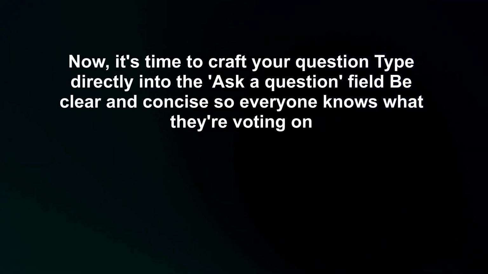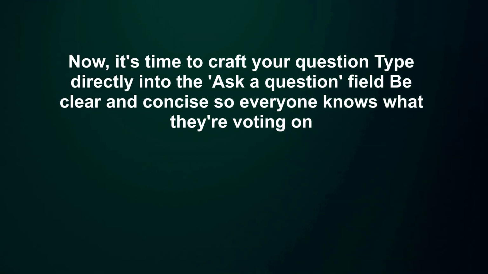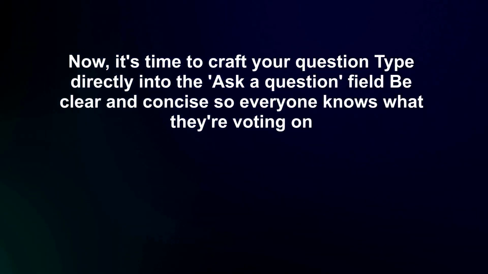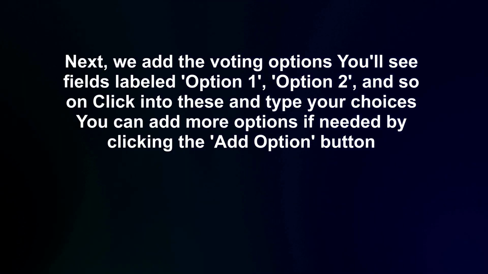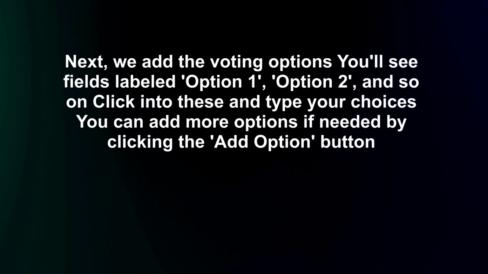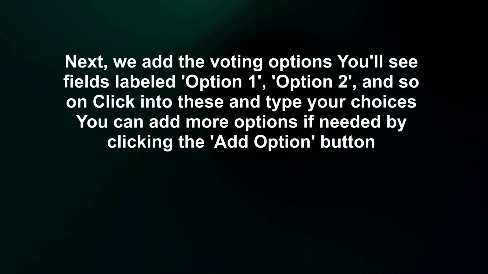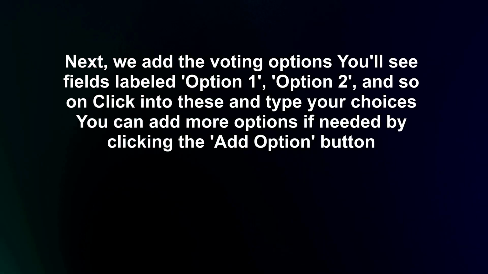Now, it's time to craft your question. Type directly into the Ask a Question field. Be clear and concise so everyone knows what they're voting on. Next, we add the voting options. You'll see fields labeled Option 1, Option 2, and so on. Click into these and type your choices. You can add more options if needed by clicking the Add Option button.